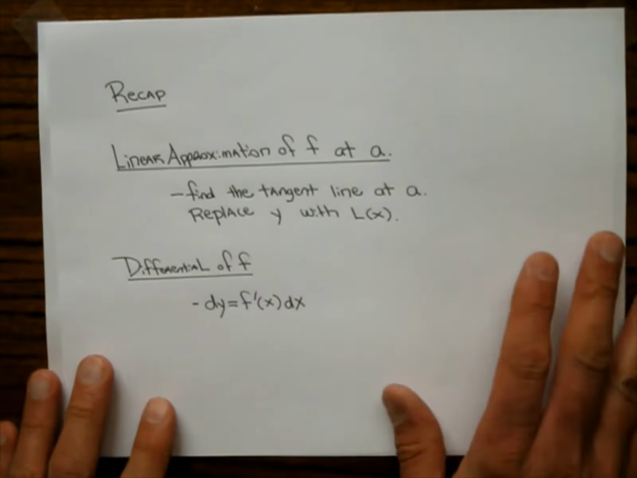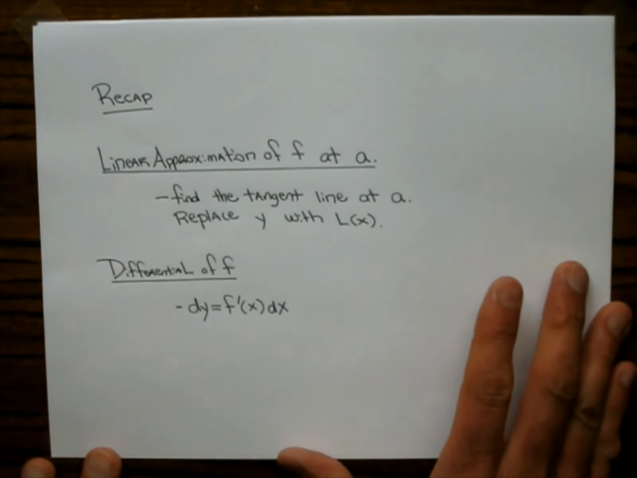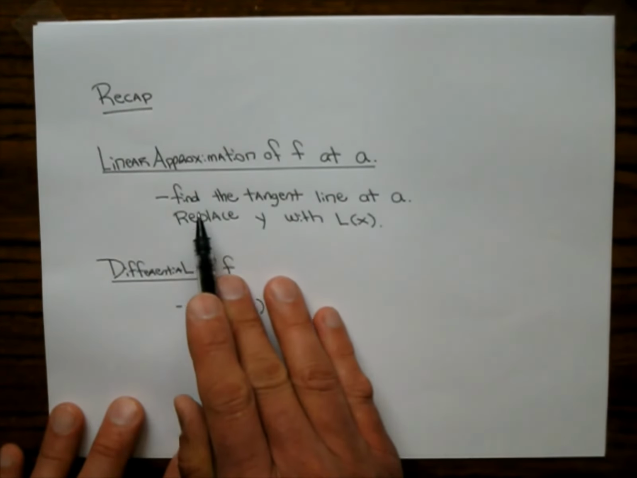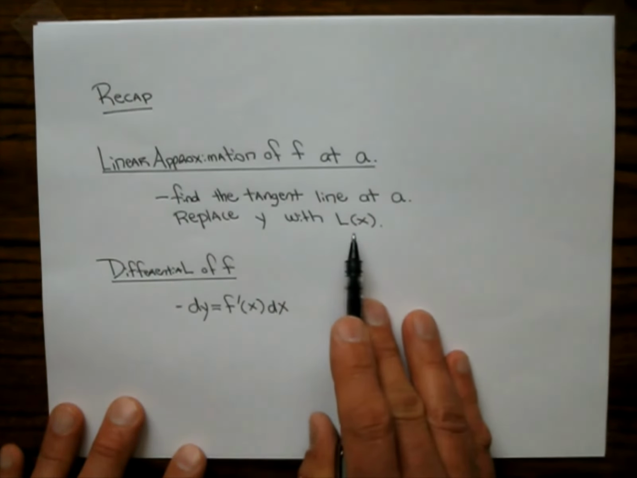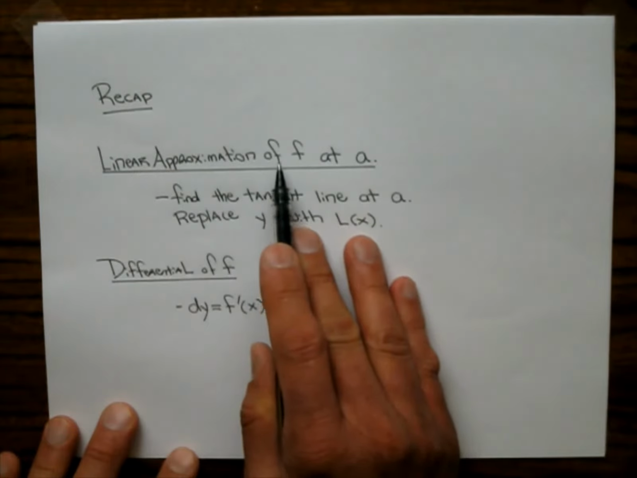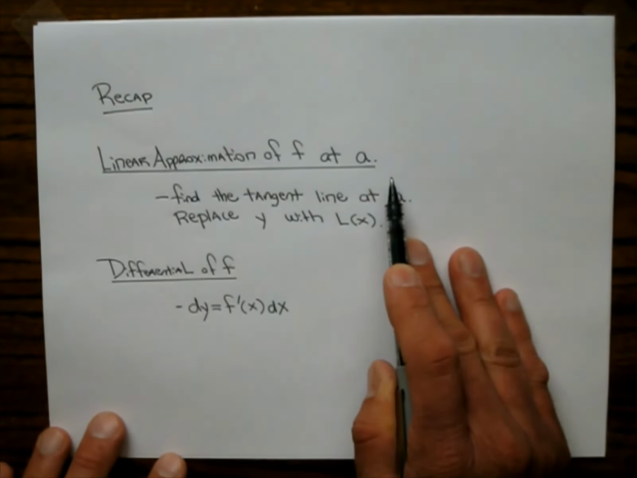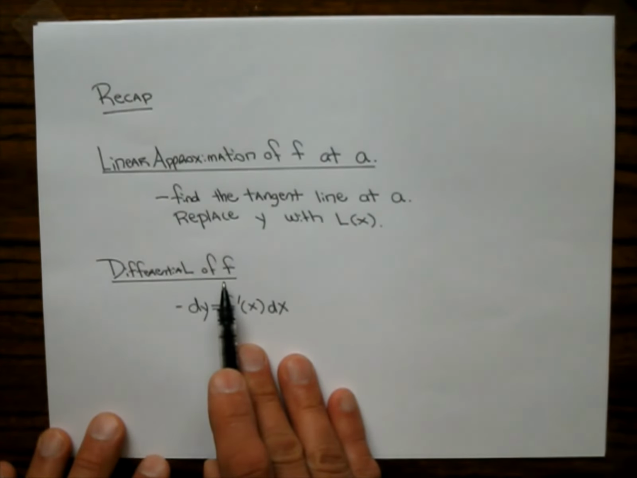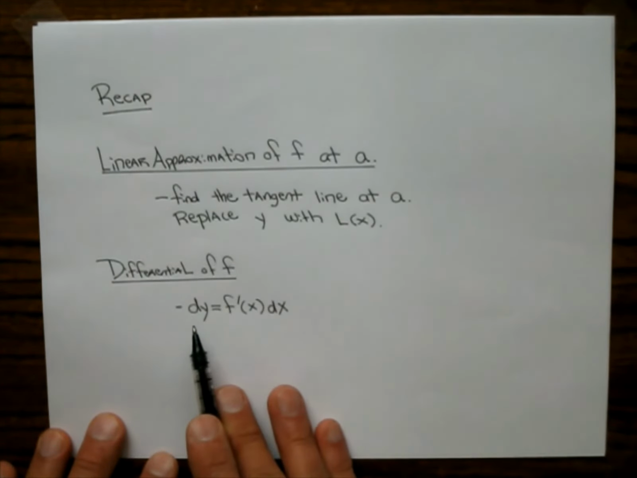And let's recap, because it was pretty complicated and I had pictures and all that stuff. The recap. In your homework, they're going to ask you to find a linear approximation of a function at a. So what do you do? You find the tangent line at a and then replace y with L of x. So the linear approximation of f at a is just the tangent line. The other part of your homework is going to ask you to find the differential of f. We just did 2 problems. It's pretty straightforward. You go dy.